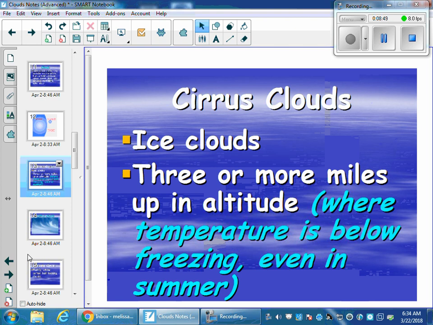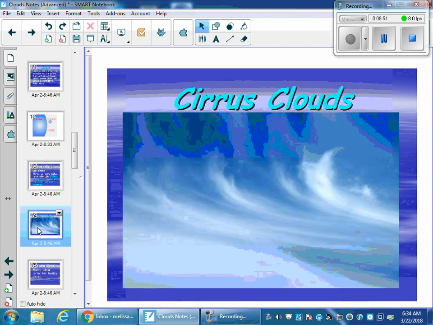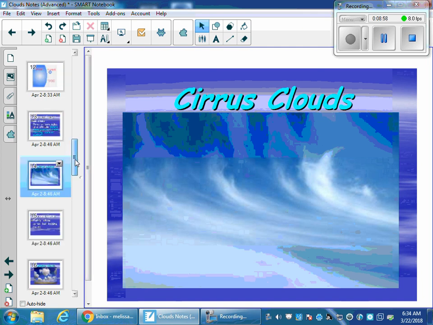Cirrus clouds look like this. They're kind of thin and wispy. They're usually very high up in the sky because they need to stay cold to be constantly made of ice. These are cirrus clouds.